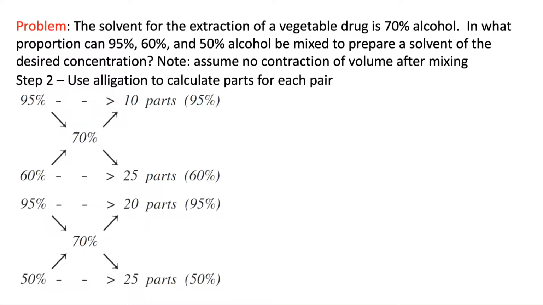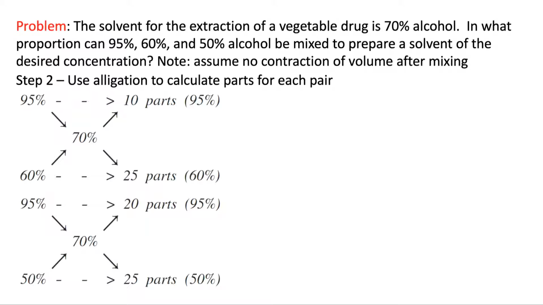So let's do the same thing with the second alligation pair. Again, we're still using the 95% on the top left, which is our high concentration. But this time below that, we're using the lower strength, which was the 50% alcohol. Our target is still 70%. So again, following the arrows and doing our cross subtraction, we can see that 95 minus 70 again is 25.